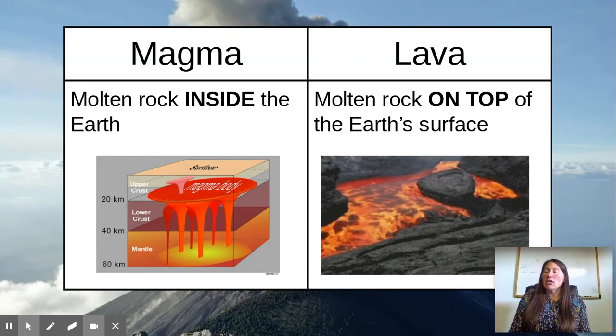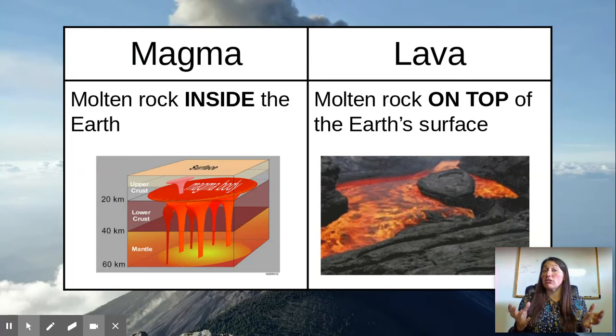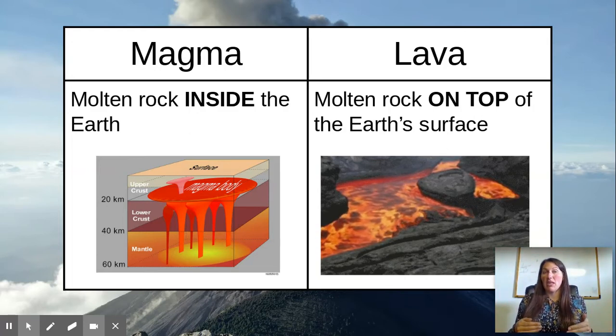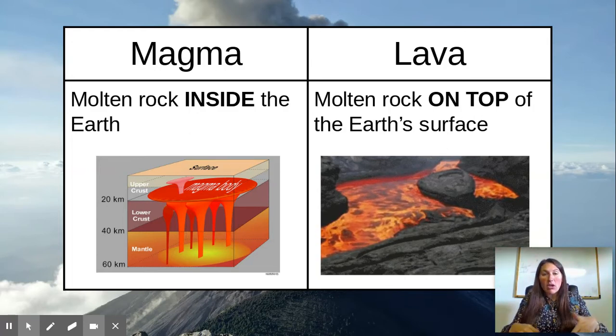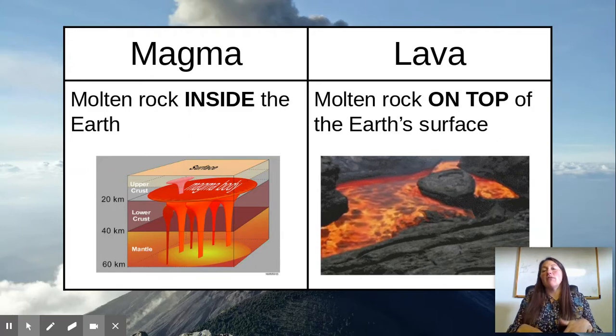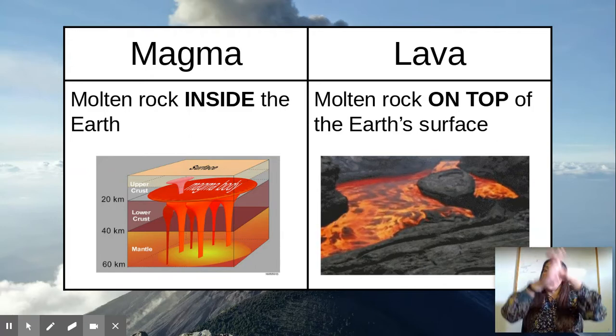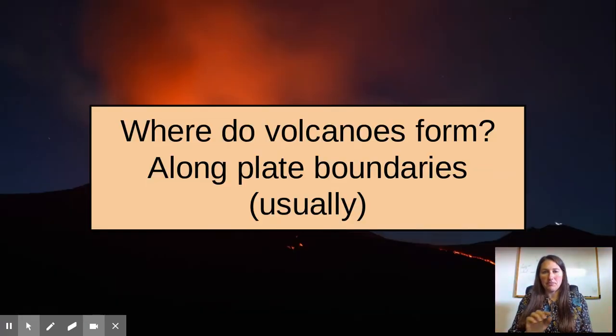Magma and lava are basically the same thing. They're both molten rock. It's just where we find them. Magma is inside the earth, under the earth's crust. Lava is on the earth's surface. It's what comes out on top of the volcano.